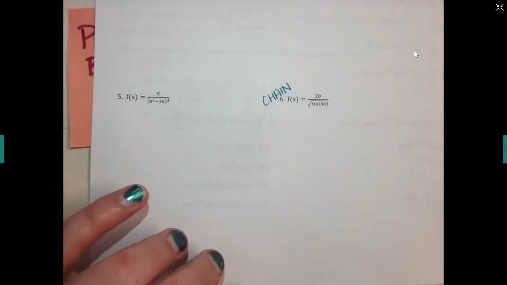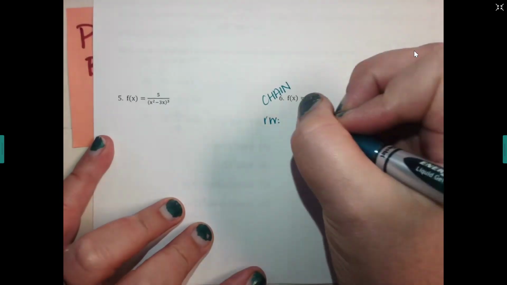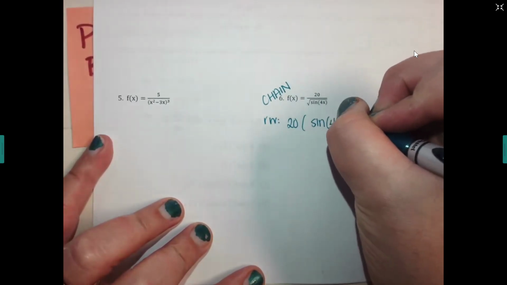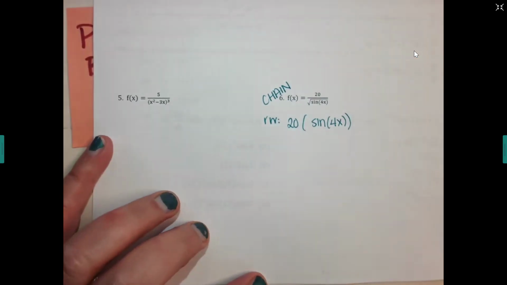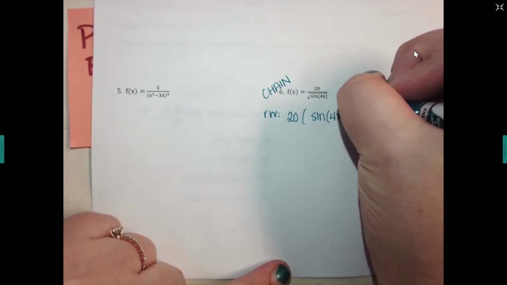Okay, so we're going to do number 6, then we'll come back and do number 5. First question, put RW for rewrite. My sine 4x is going to move up. What power will I assign it if it's a square root on the bottom? Negative 1/2. Very good. Okay, then let's go through our layers. My outside layer is the power. Then what?